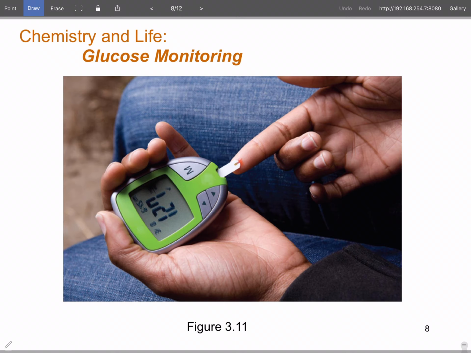Okay, this again brings you to Chemistry and Life, one of these little sidebars. This one has to do with glucose monitoring.